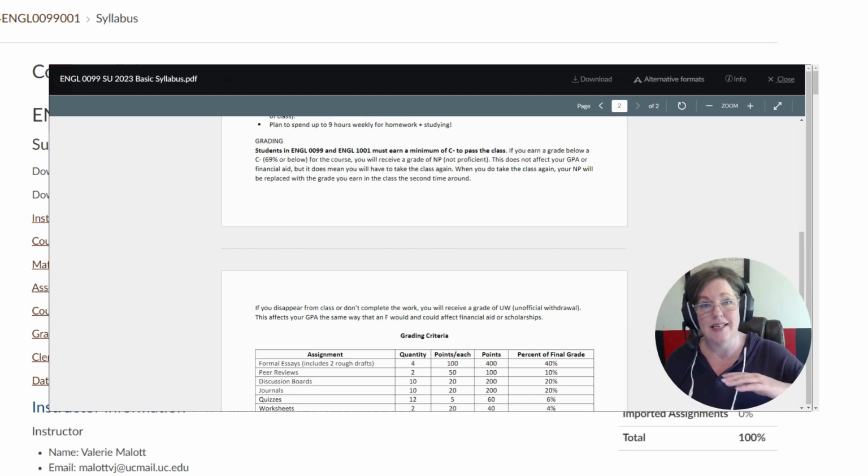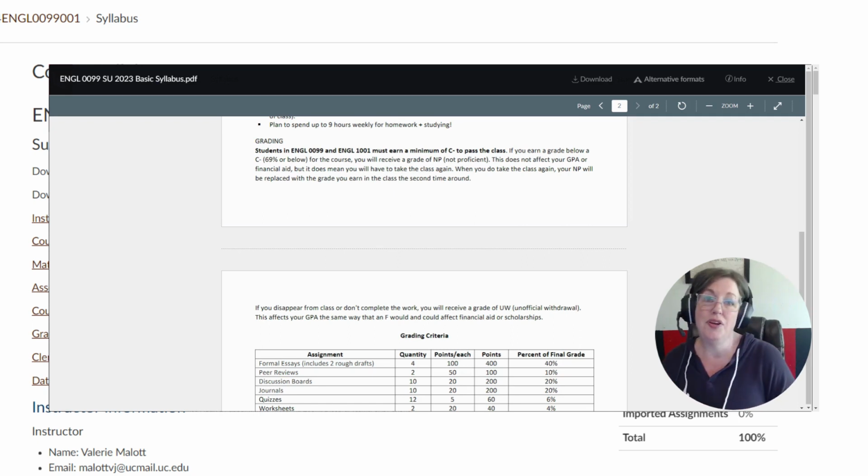So a C minus is 70 to 72, right? So at least have a 70% in this course in order to progress to the next level. If you were to grade below C minus, so if you have a 69 or below, you will receive a grade of NP, not proficient. This is not a bad thing. It doesn't affect your GPA, it won't affect your scholarship or financial aid, but it does mean that you will have to take the class again. When you take the class again and you pass it, that NP grade will be replaced with the grade that you earn in class the second time around.